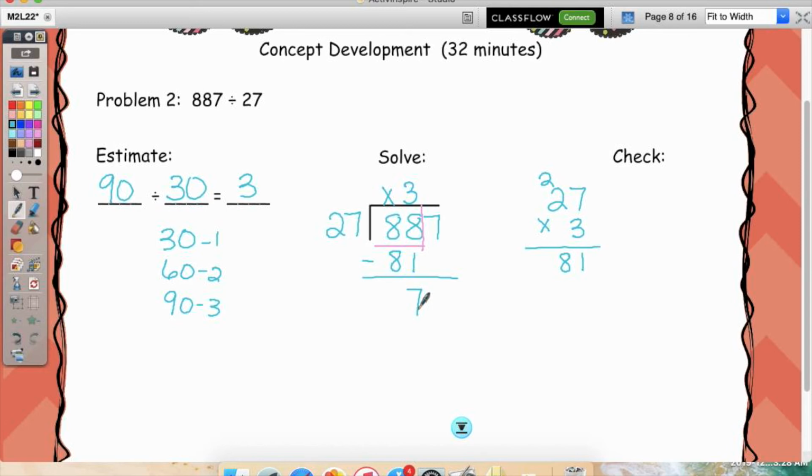Is 7 less than 27? So bring down the 7. Well, I know a 3 is not going to work because that would be 81 and that's too big. So what should I try? A 2. So what number times 2? Christopher? 27. Awesome.